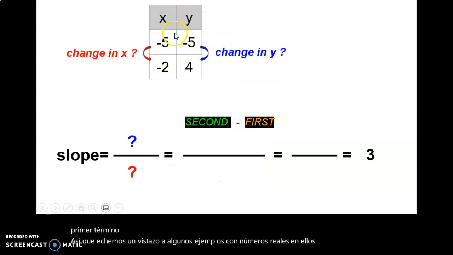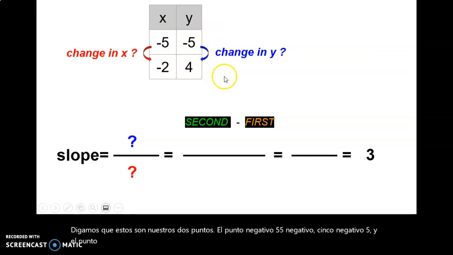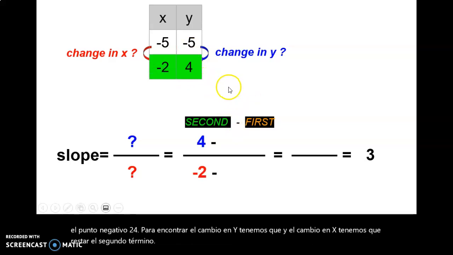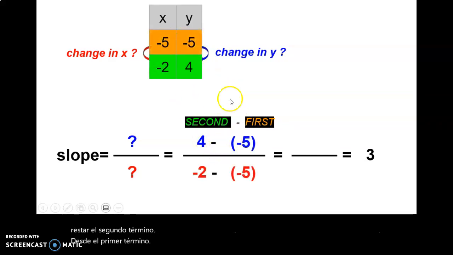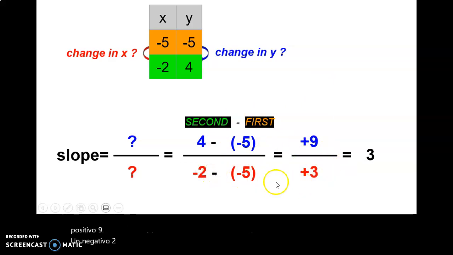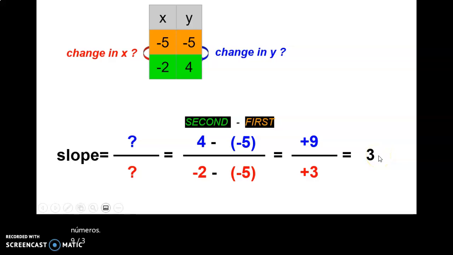Let's say these are our 2 points: the point (-5, -5) and the point (-2, 4). To find the change in y and the change in x, we have to subtract the first term from the second term. So let's calculate change in y first. 4 minus -5 should give us +9. And -2 minus -5 should give us +3. When we divide these two numbers, 9 divided by 3, we should get a slope of 3, which is what we originally had, right?